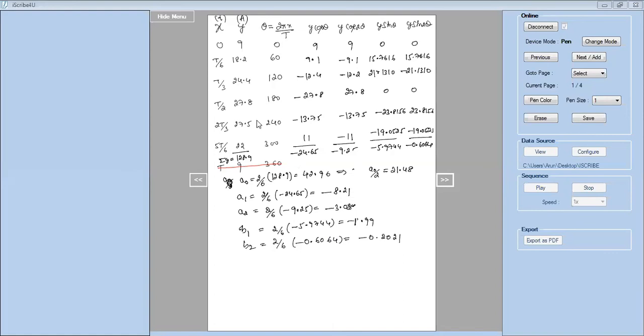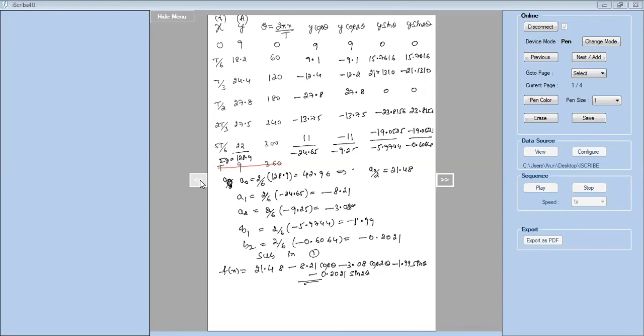Now substitute all these things in equation 1 and write the Fourier series. So substituting in 1, we get f of x equals 21.48 minus 8.21 into cos theta, minus 3.08 into cos 2 theta, then minus 1.99 into sin theta, then minus 0.2021 into sin 2 theta. So this is the Fourier series up to second harmonics for this problem. Exactly same as the last problem, because of these notations we have to do like this.